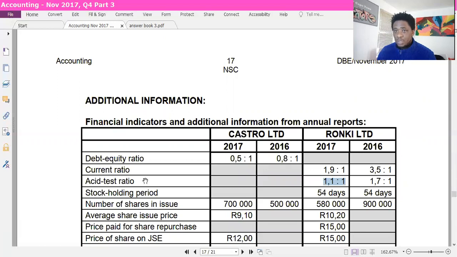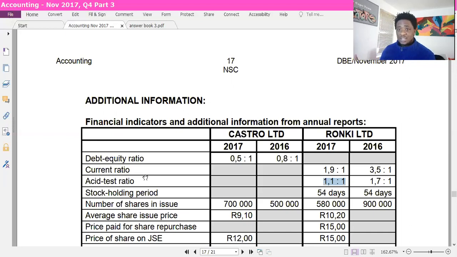In order to answer this question, I'll answer it from both perspectives. From the first perspective, I will say that my comment on the liquidity of Ronki Limited is that it has showed a lack of improvement from the previous year. That's my comment, and after that, I'm going to support myself. The current ratio went from 3.5:1 to 1.9:1. The asset test ratio decreased from 1.7:1 to 1.1:1. So that is the first stance that I would take.